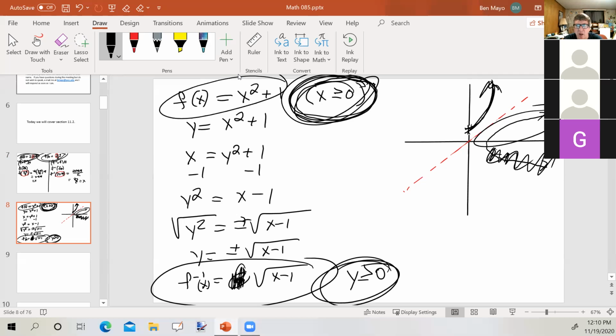Replace f of x with y, solve for y. No, excuse me, I messed that up. Replace f of x with y, interchange x and y, solve for y, rewrite y using f inverse of x, okay? The two graphs of the two inverse functions will be symmetric about the line y equals x. If you compose those two functions in either direction, you should get x as an answer.